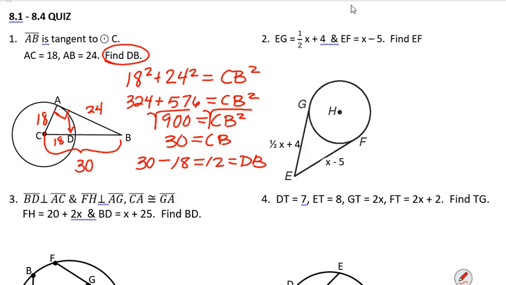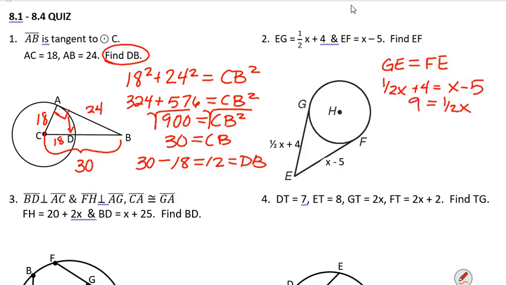So over here for number 2, we have two tangents that are originating from the same point. So we can say that GE is equal to FE. So we're going to set those two equations equal to each other. 1/2 x plus 4 is equal to x minus 5. Well, if we subtract 1/2 x from x, we get 1/2 x over here. We're going to add 5 to both sides, so that's going to give us 9.